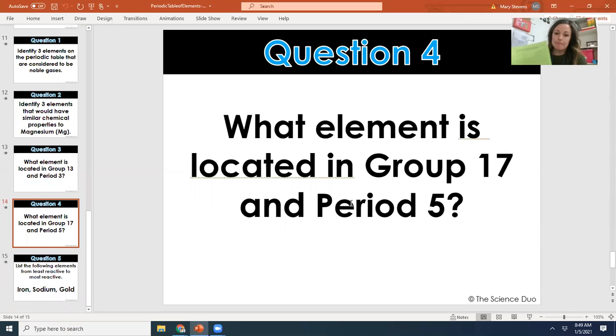Let's try another one. What element is located in group 17, period 5? Group 17, period 5. Don't forget, even though there is not an element here, that is still period 1. So you have 1, 2, 3, 4, 5. So located in group 17, period 5, you will find iodine.